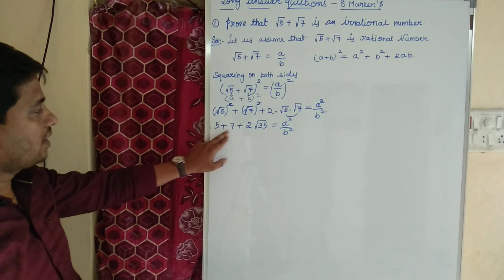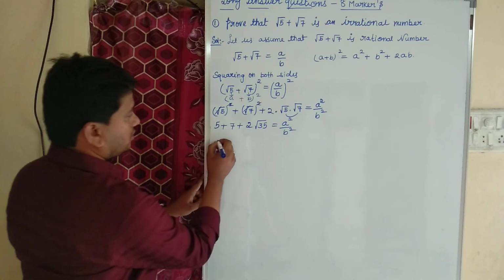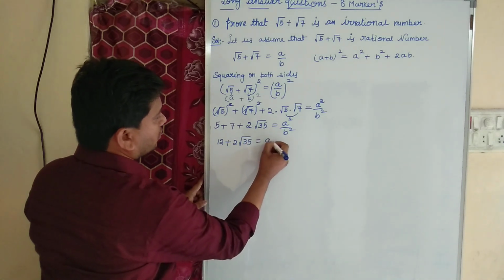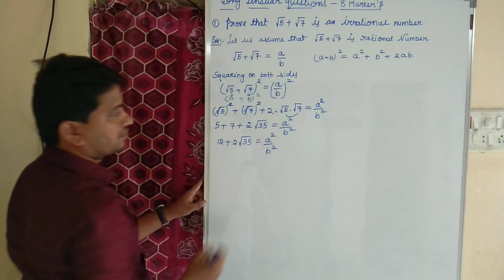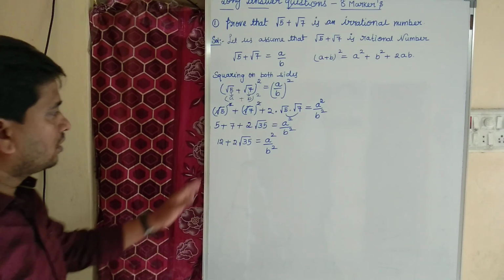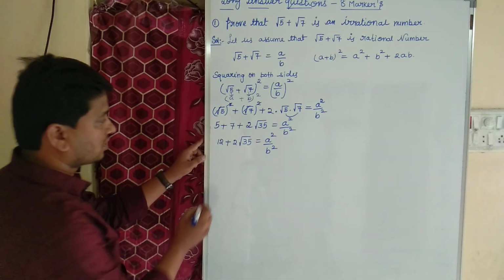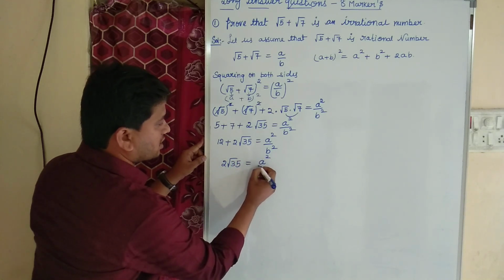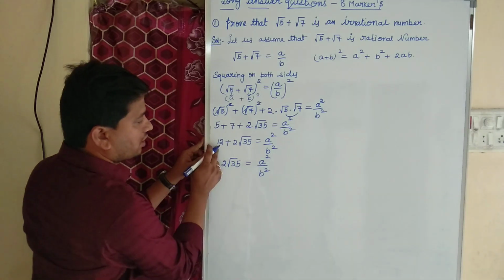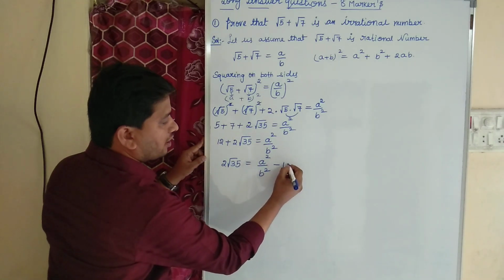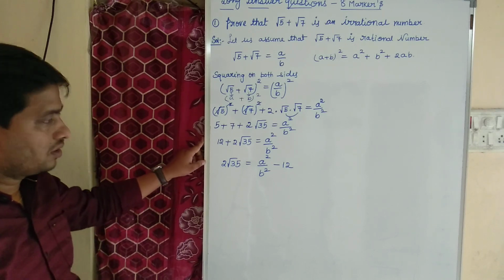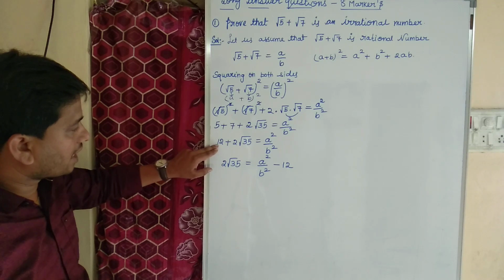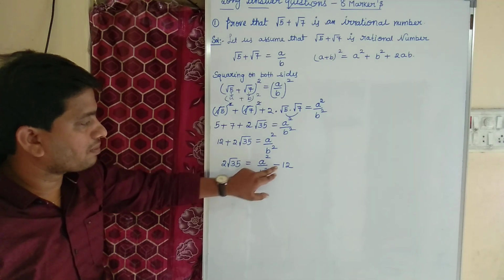Right? Now 5 plus 7 is equal to 12. So 12 plus 2 root 35 equals a square by b square. Okay children, the 12 you transpose. 2 root 35 equals a square by b square. We are transposing plus 12 towards the right hand side. It will become minus 12.